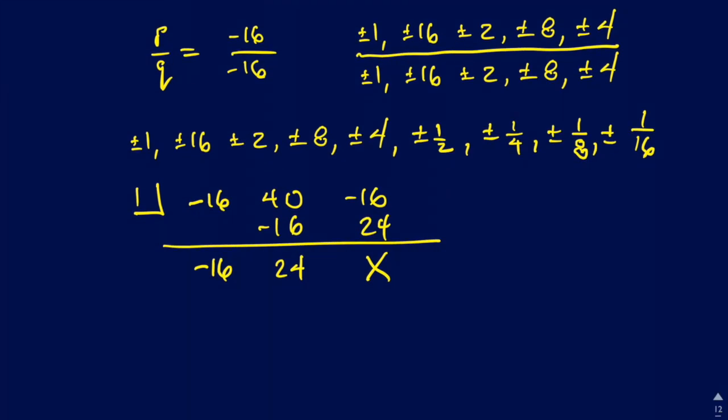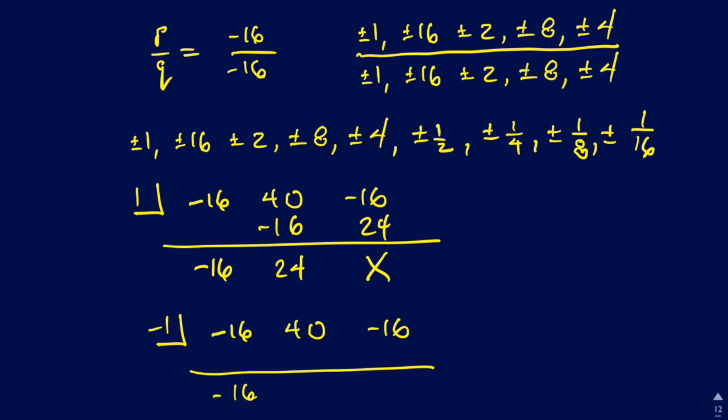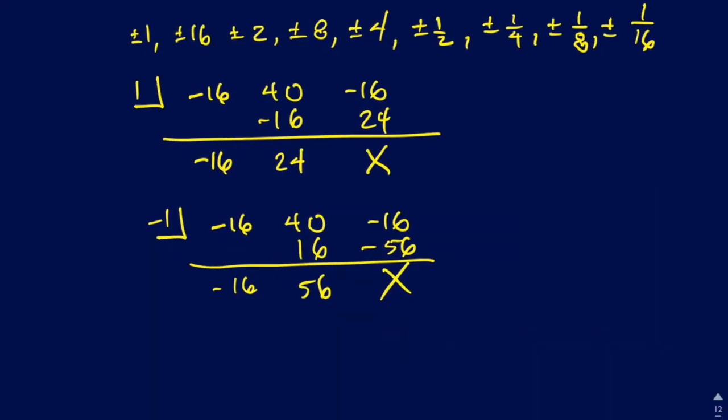So let's just go ahead and do this here. We should try negative 1, so let's go ahead and do that. Negative 1, negative 16, positive 16, ooh, that doesn't look so good, 56, times negative 1, negative 56. And we don't get that either because that's not 0. Okay, let's go for the next one.